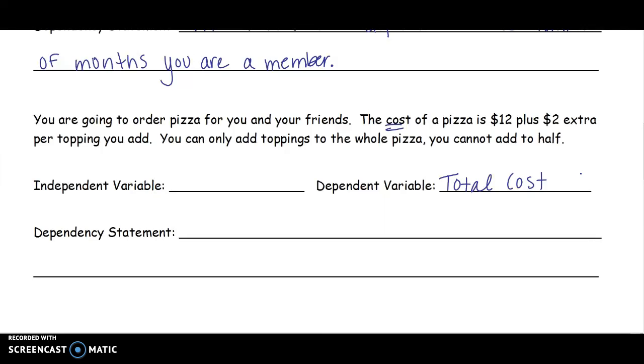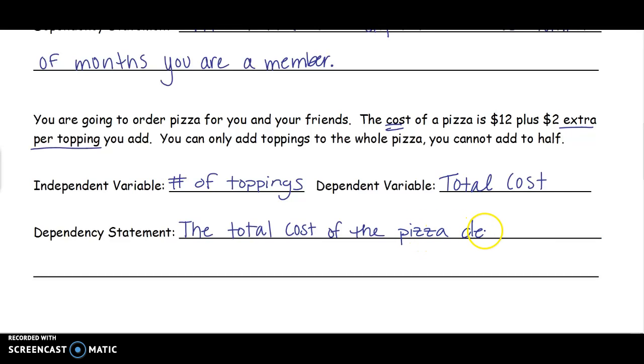What in this problem is going to change that total cost? Every time you add an extra topping, that price will go up. So your independent variable is number of toppings. So we could write our dependency statement as the total cost of the pizza depends on the number of toppings you order. The total cost of the pizza depends on the number of toppings you order.